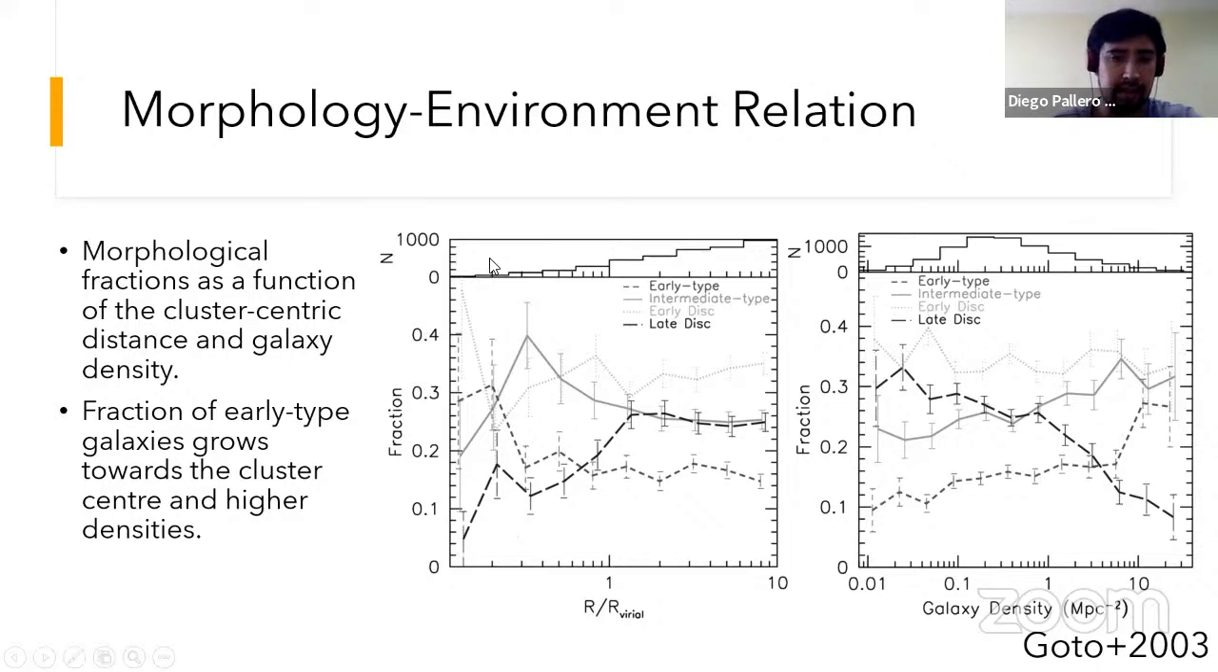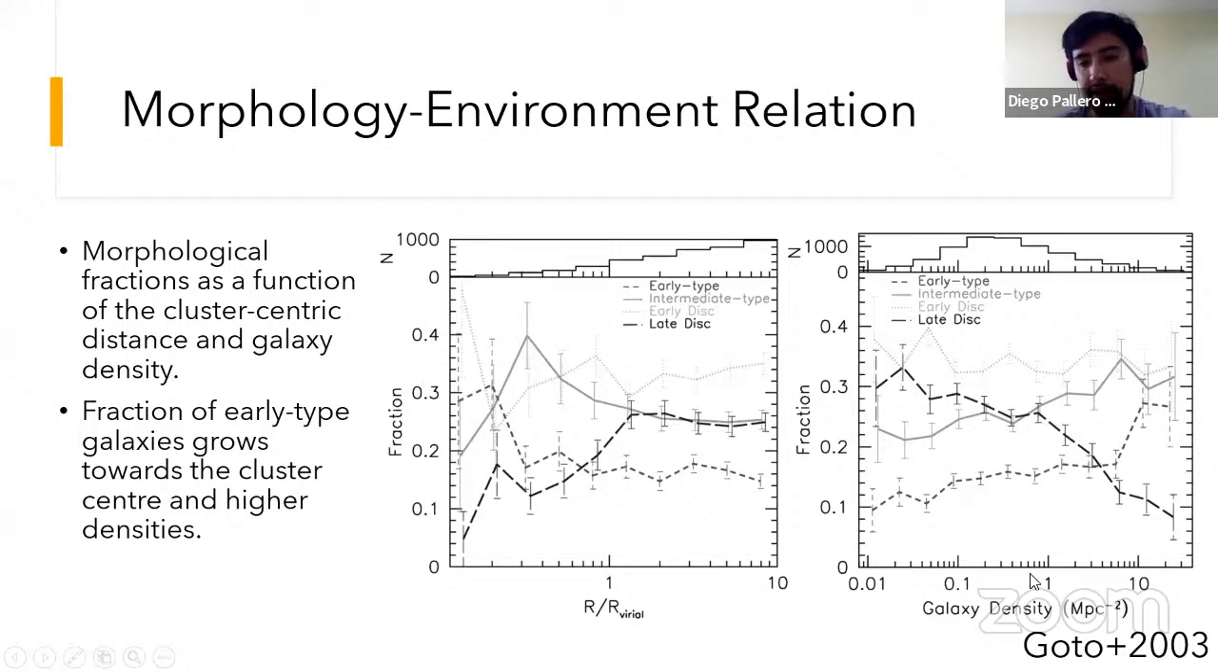So, for example, here in the left panel, you have the fraction of early to late type galaxies. Early galaxies are like this, most elliptical kind of shape. Late type galaxies are these disky-like structures, as a function of, for example, cluster-centric distance, so the distance to the cluster center. As you can see here, late disks usually decrease in fraction toward cluster centers, and on the other hand, the early type structures tend to grow in fraction toward the cluster center.